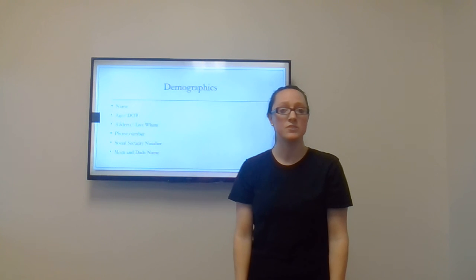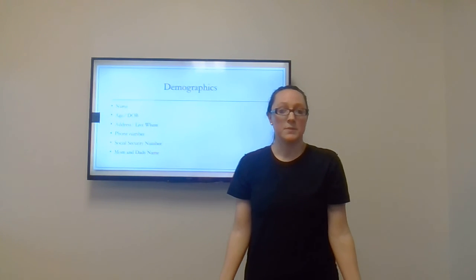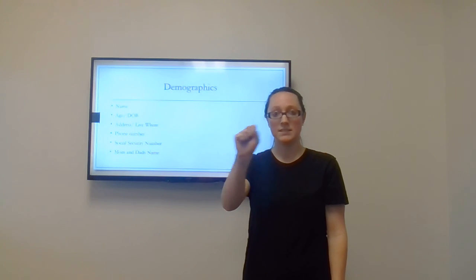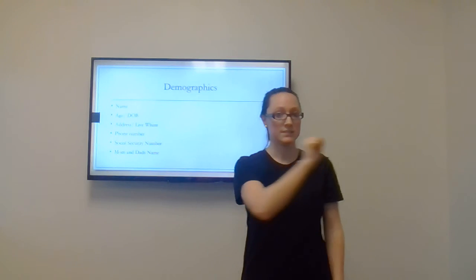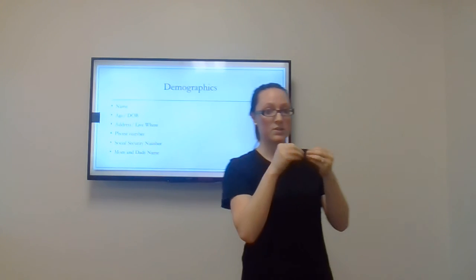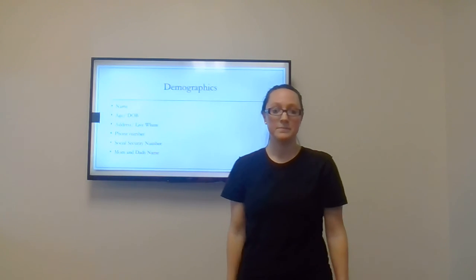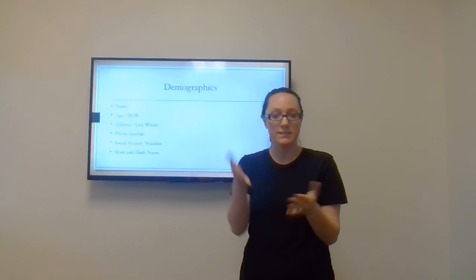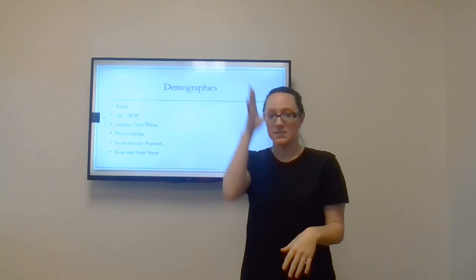Some people know their social security number. Some people don't. If they're old enough, they do. SS number is S-S, number, left to right. SS number. And they may spell it. If you want to ask their mom and dad's name, mom's name's what, dad's name's what. You can say both.